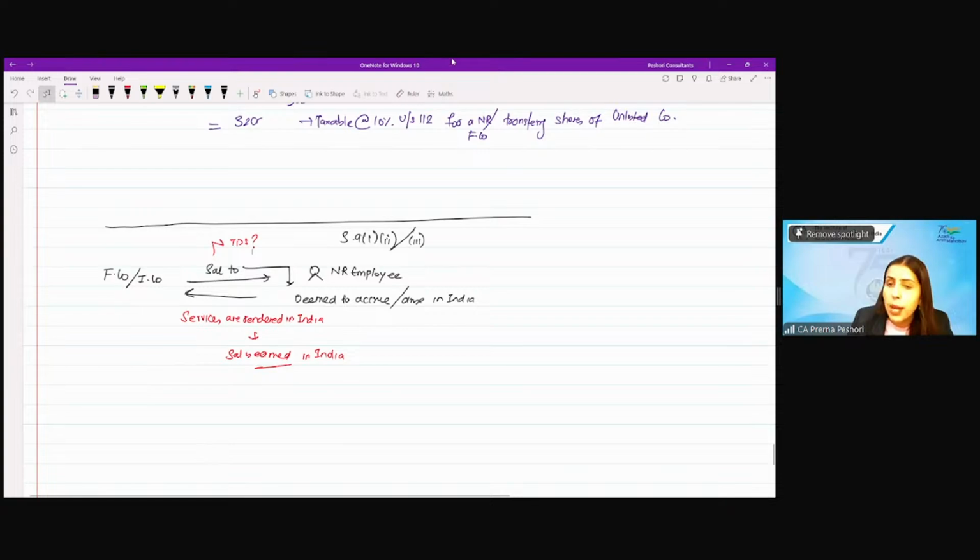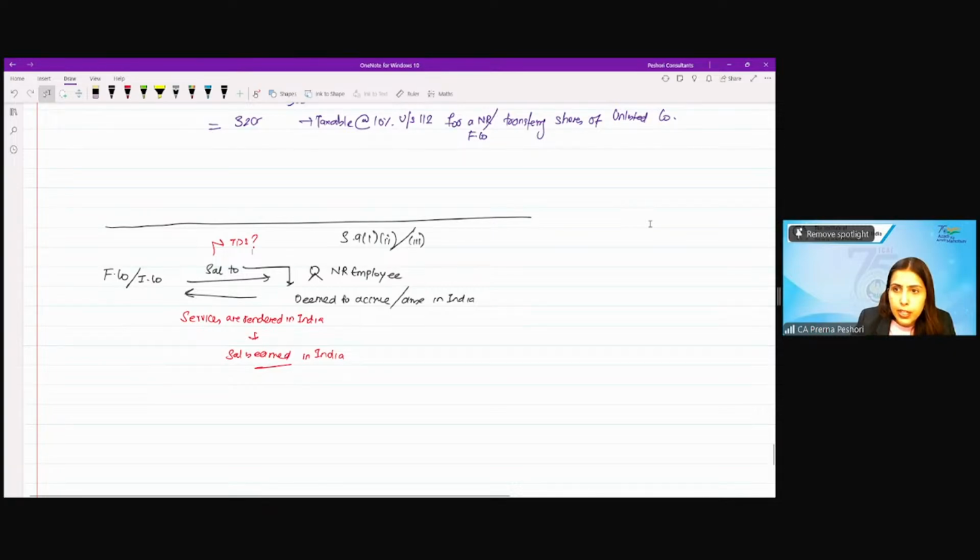You have done the TDS chapter, and we discussed this point at that time as well. Under which section will TDS be applicable? A student answers: Section 195, because we are paying to an NRI. Yes, the non-resident is covered under 195.